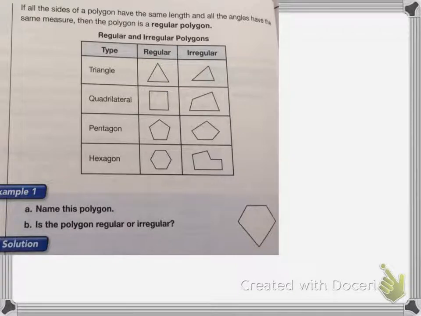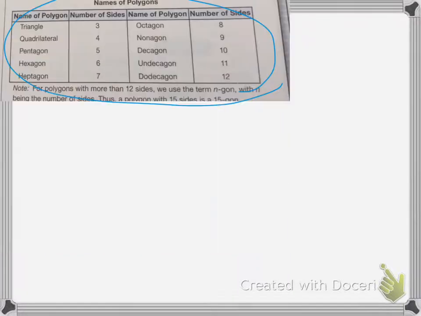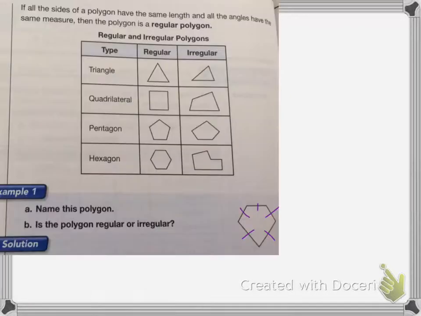So to name it, I need to count how many sides there are. So 1, 2, 3, 4, 5. 5 sides. And I know from this previous chart that 5 sides is a pentagon. Okay, so this is going to be a pentagon.